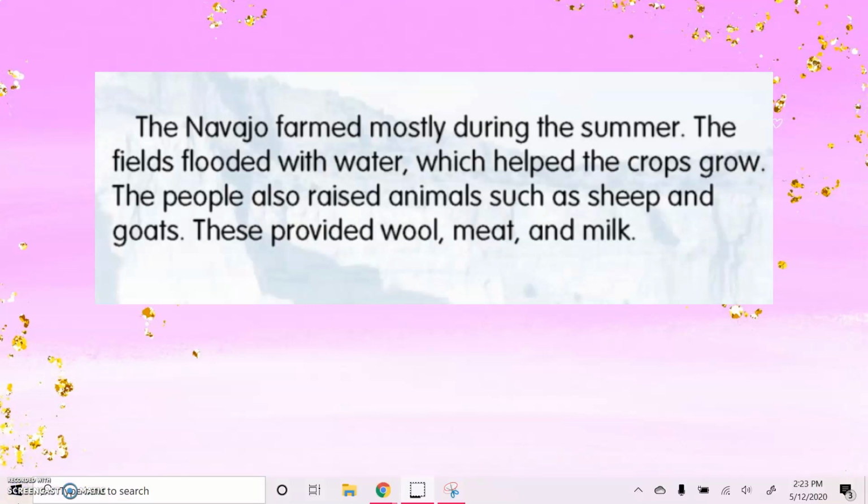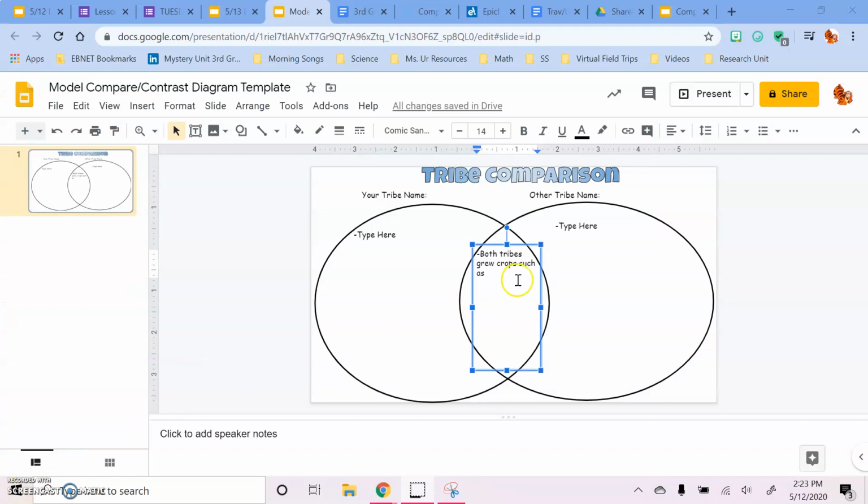All right, so I want to add these similarities to my Venn diagram. So let's head over there now to see what I can add into it. So far, I've added both tribes grew crops such as beans, squash, and corn.